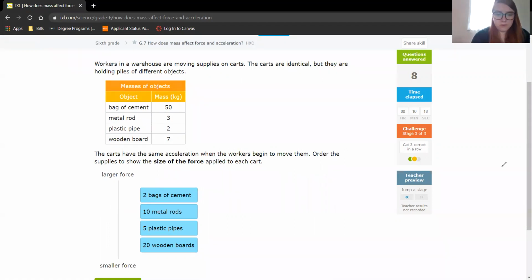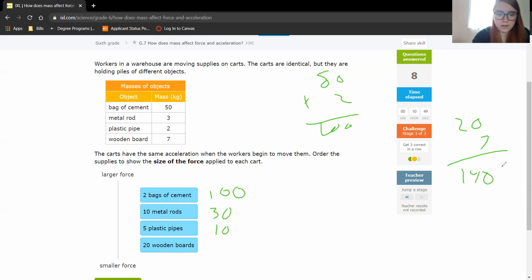So we have 2 bags of cement. So that would be 50 times 2, which is 100. So how heavy that is, 100 kilograms. We have 10 metal rods times 3. This is easy, that's 30. Plastic pipe, there's 5 times 2, that's 10 kilograms. And then there's 20 wooden boards. So we have 7 times 20, which should be 140.